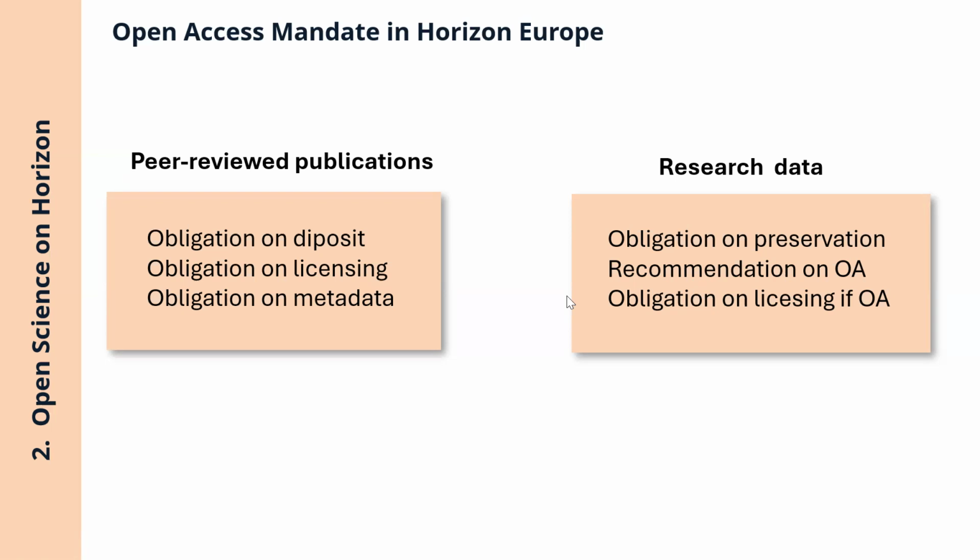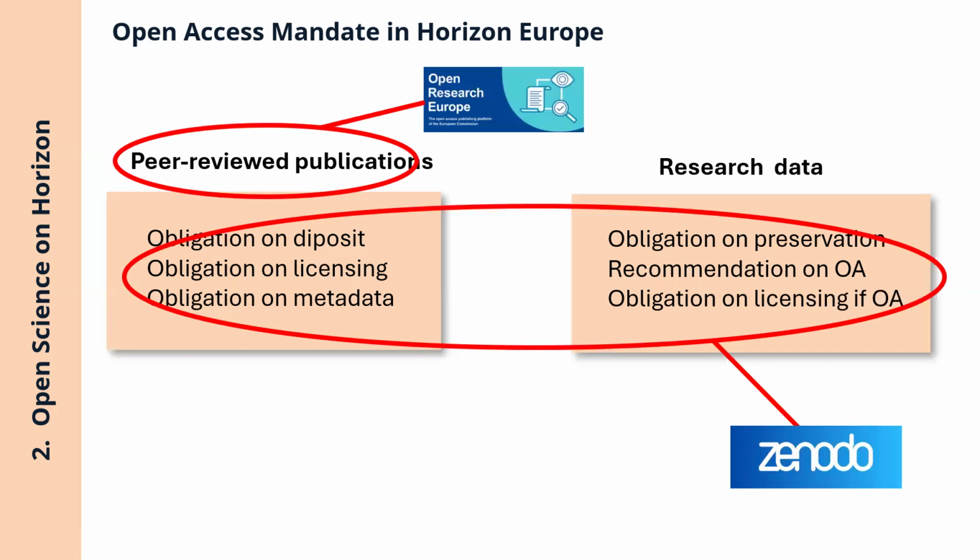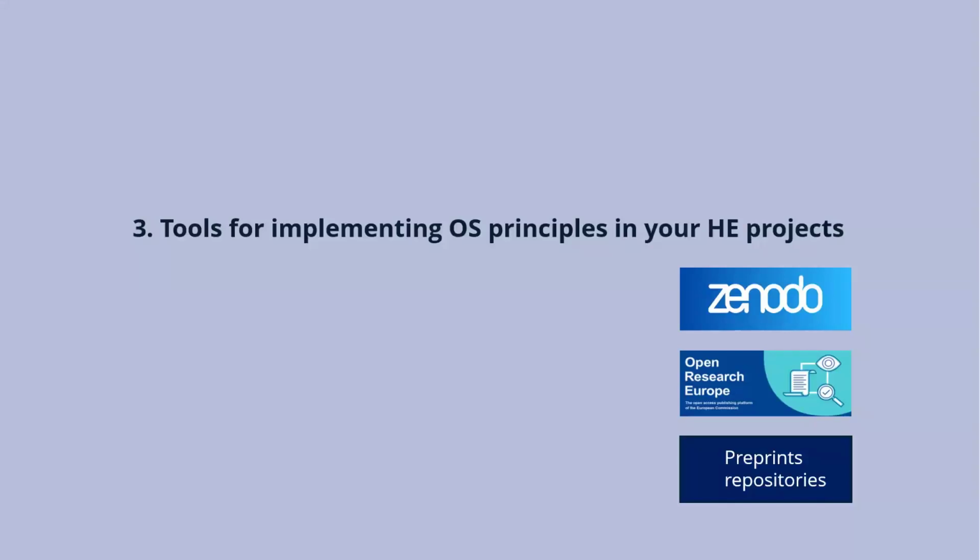Oops, I'm having problems with the mouse. Okay, so what if I tell you that with Zenodo, you can easily accomplish all these obligations, and for published, peer-reviewed articles, the European Commission has set up a platform which is very, very useful, that I will describe now. So this way we arrive at the final section, which is the tools for implementing the open science principles in your Horizon projects.